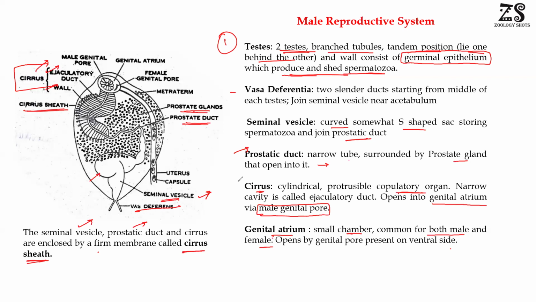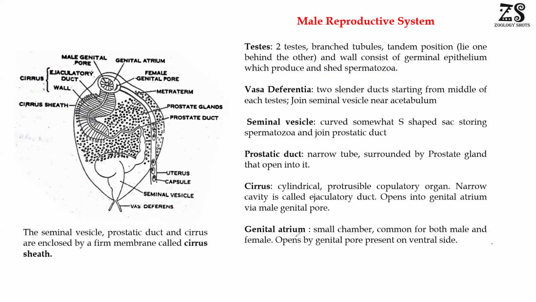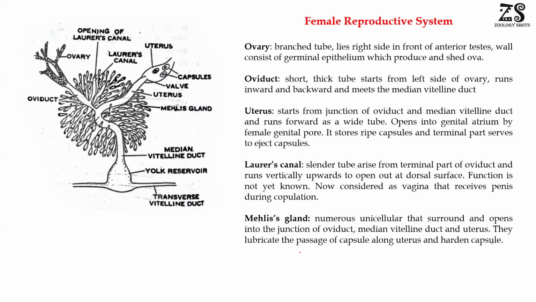So this was your male reproductive system. Now let's see the female reproductive system. First it includes the ovary, which is a branched tube, right side in front of your anterior testes. So this is your ovary. These are also highly branched, and their wall consists of germinal epithelium, which produces your ova.